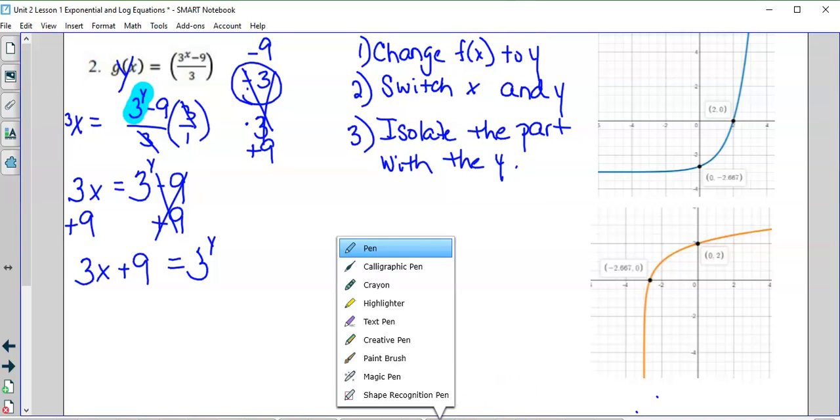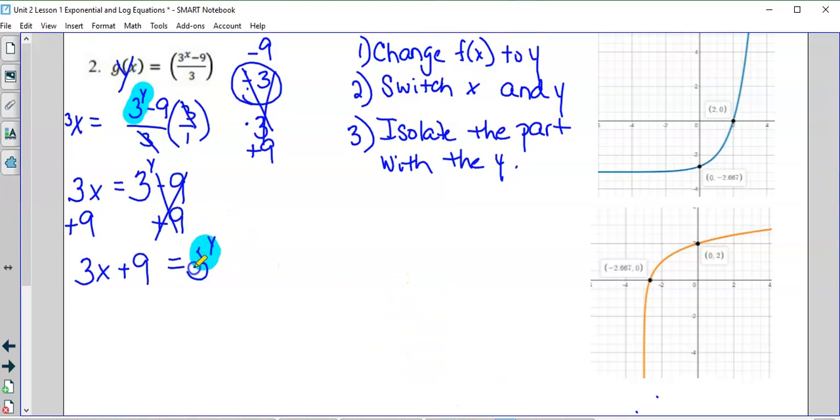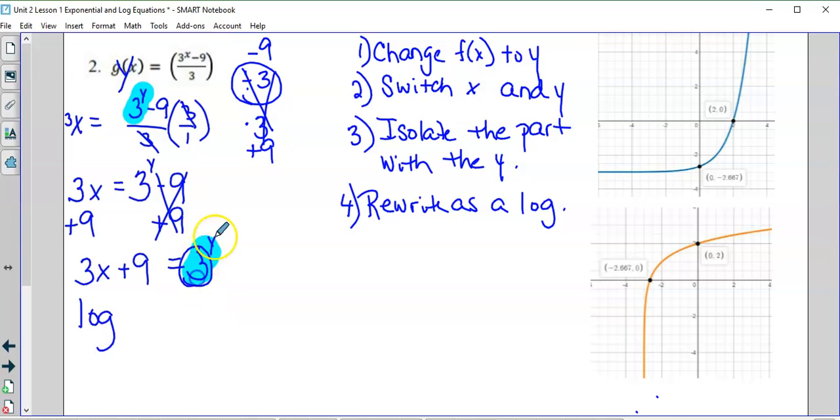Okay, so I have isolated the part that I said I needed to isolate, this part right here. So this is the point. This would be step 4. Step 4 is rewrite as a log. So I'm going to rewrite this as log, the base is 3, because that's what's been raised to whatever power that is. The base is 3. The part that goes in parentheses is the 3x plus 9. And then equals, the exponent goes right there.